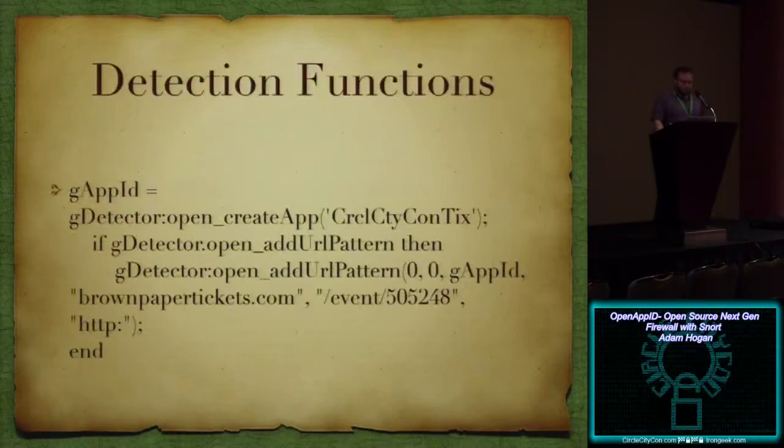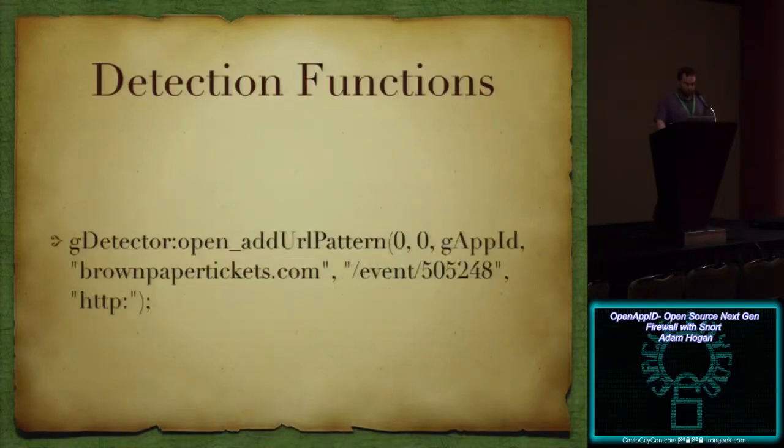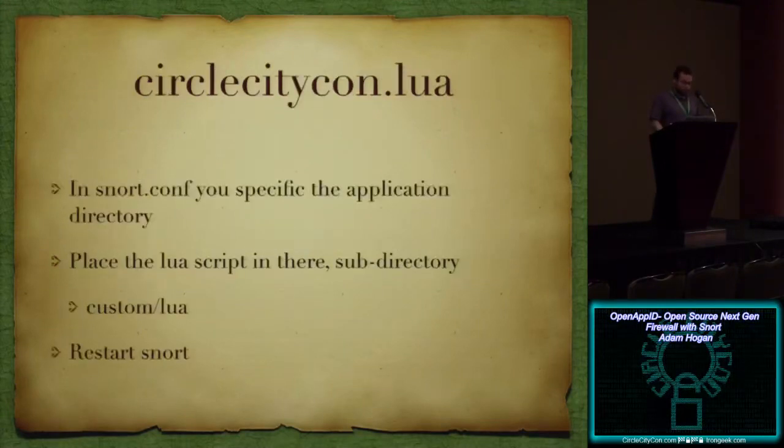Let's see. And then I added one more. Maybe we want to track to see who's buying tickets to CircleCityCon. So in this case, it was actually often on a different site. If you go to the CircleCityCon website and click Get Tickets, it brings you here: brownpapertickets.com/event, and then the number there. So I add that to my, again, I'm just running this one Lua script and putting these functions in there. Now I can do that.